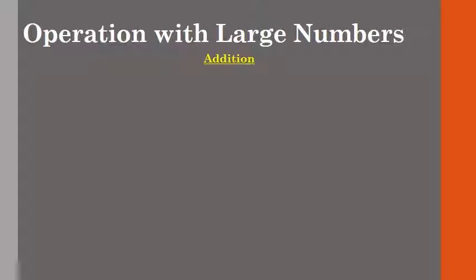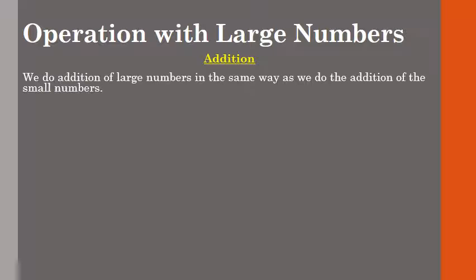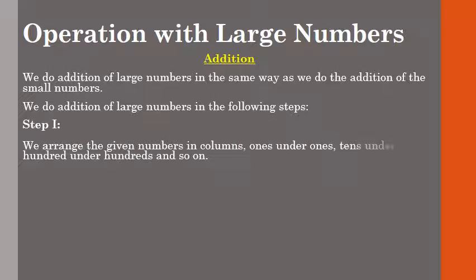So, first of all, let's come to addition of the large numbers. Children, we do addition of large numbers in the same way as we do the addition of the small numbers. And what are the steps that we follow? Well, we do addition of large numbers in the following steps. First step, we arrange the given numbers in columns, ones under ones, tens under tens, hundreds under hundreds, and so on.